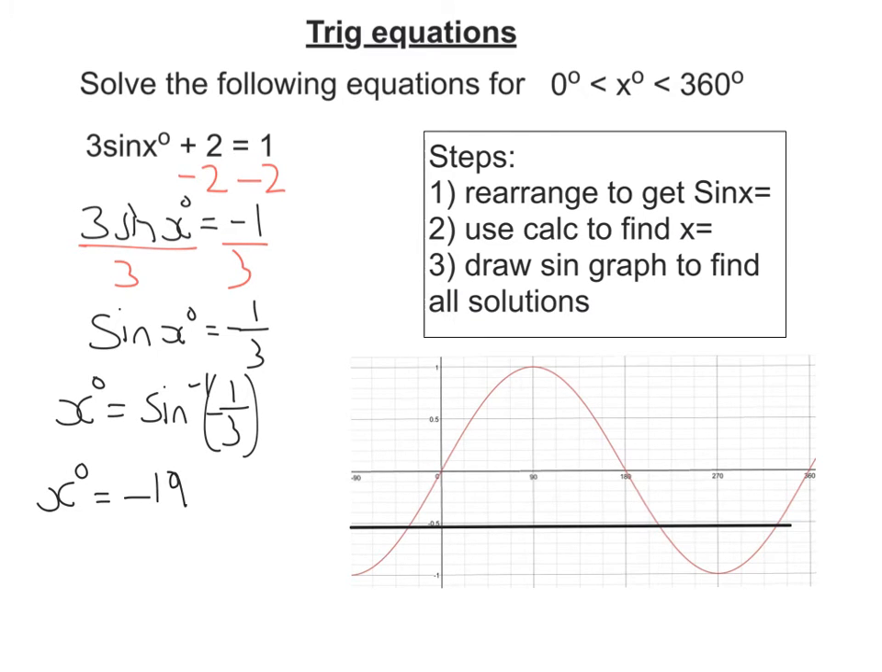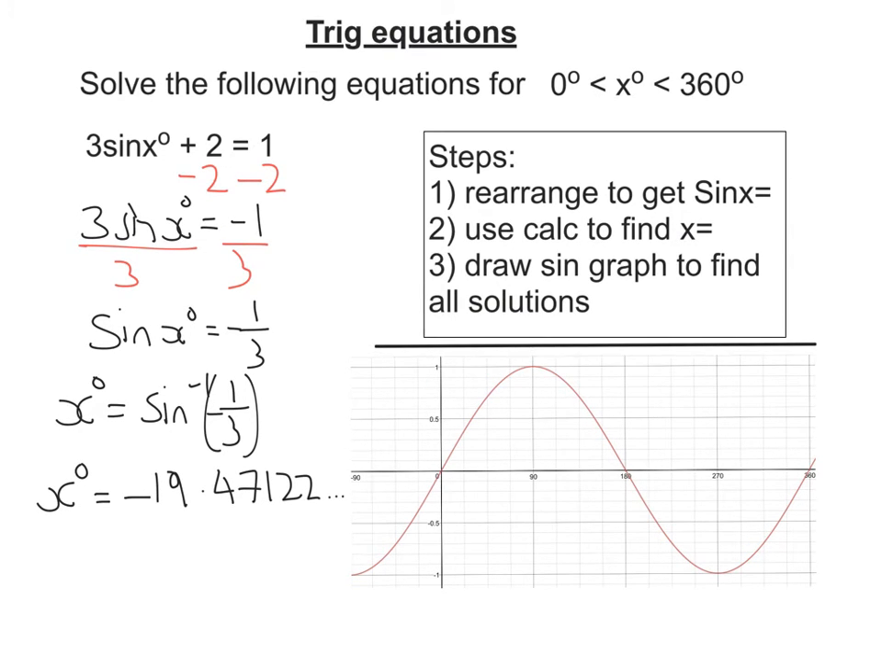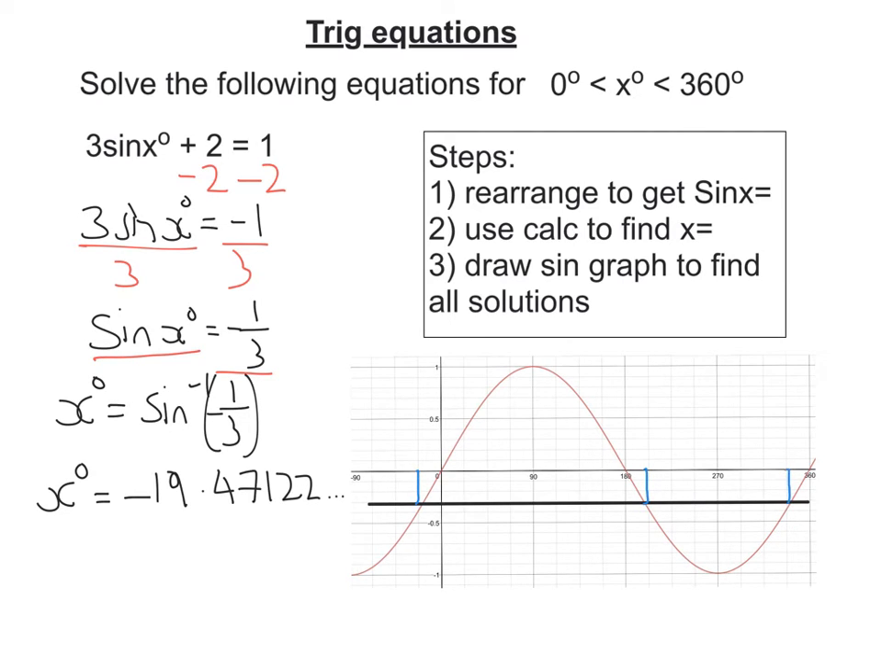negative 19.47122... Okay, so now we need to draw the sine graph to find all our solutions. So here's our sine graph here. And what we're looking for is all the values of sine x when it has the height of negative 1/3. So I'm going to bring my straight line down, so negative 1/3 maybe roughly is there. So negative 19.5, well, that must be this value here. And it seems to hit here and here.